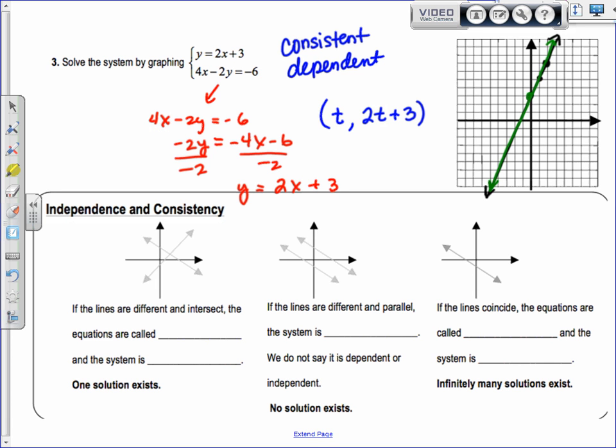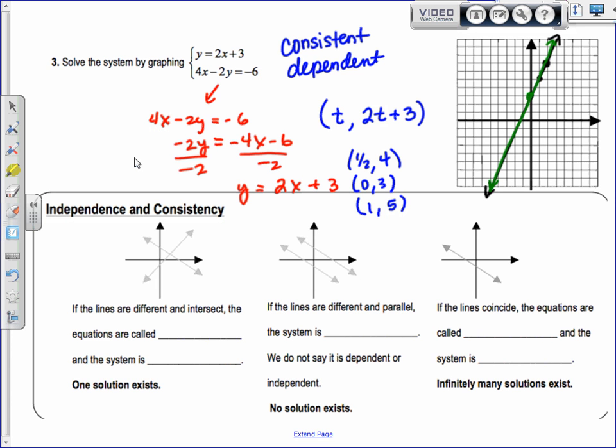You could even plug in 1/2. Right? If you plug in 1/2, you get 1/2. 1/2 times 2 is 1 plus 3, so 4. Right? All of these things would be solutions. What did I say? 1, 5. Right? So anything in that form will be a solution. So it depends on what t is. So that's why it's called dependent, because it depends on what your t value is on what the y value is. Okay? So that's why it's dependent.